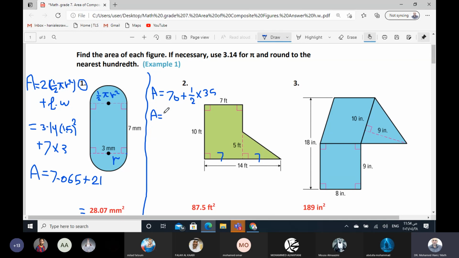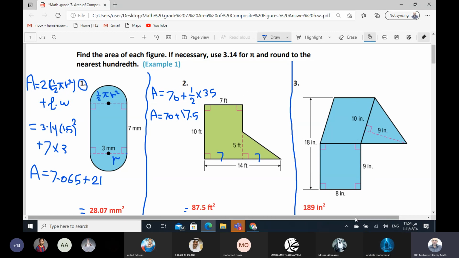So the area will be 70 plus, now 7 times 5 is 35, times 1 divided by 2 will be 17.5. So the area will be 70 plus 17.5, which is 87.5 ft squared. Who has any question here? Okay.